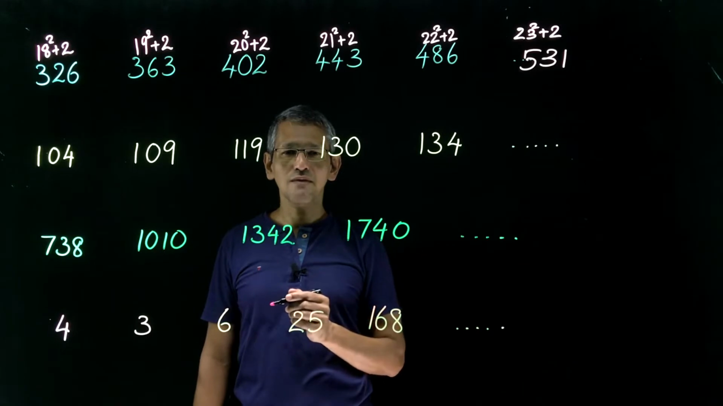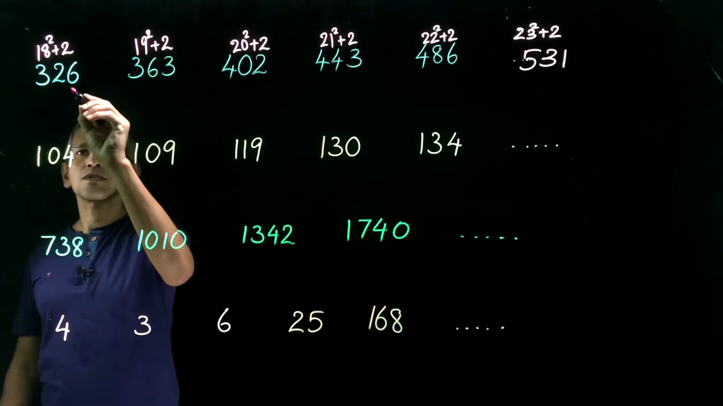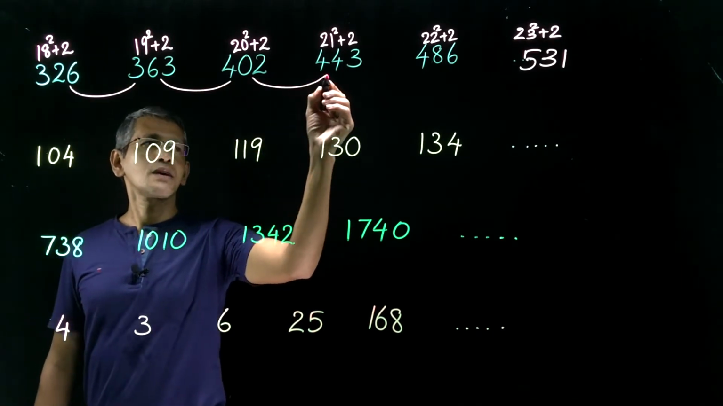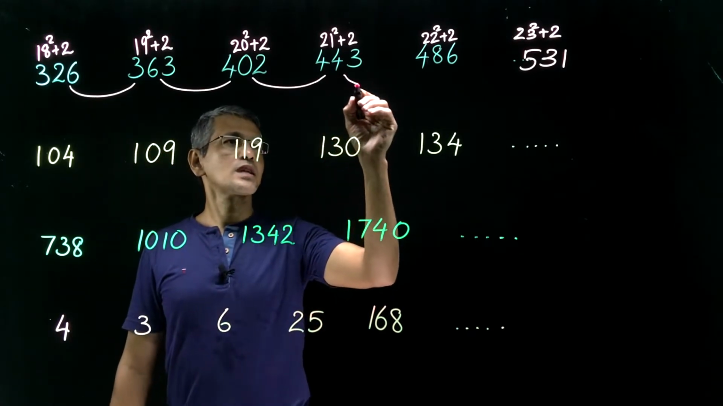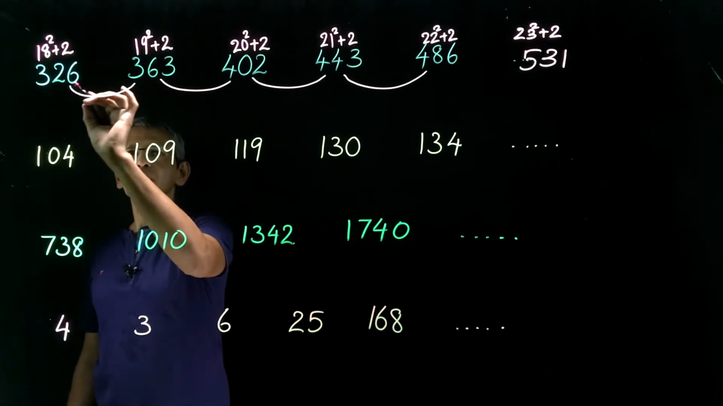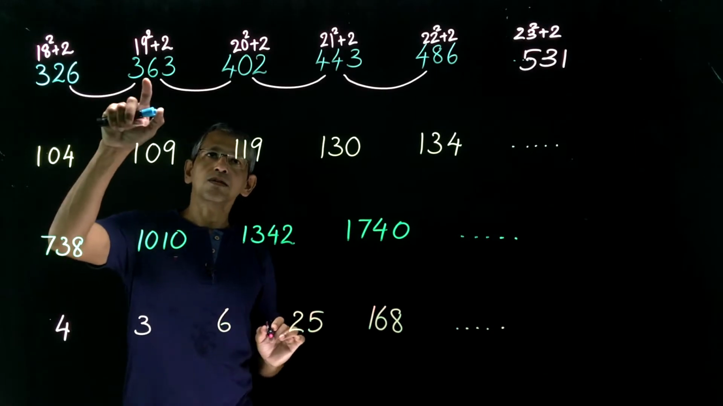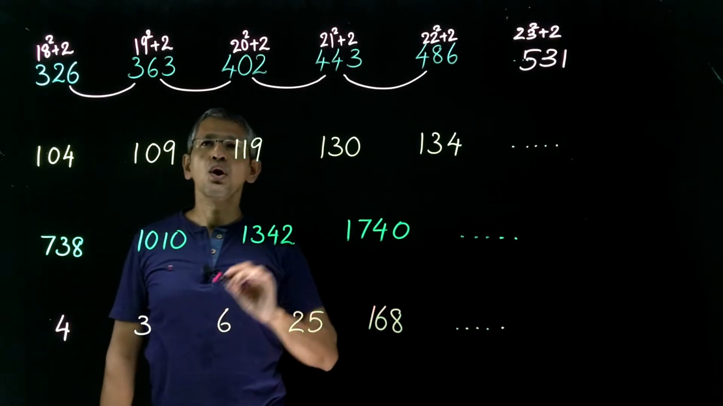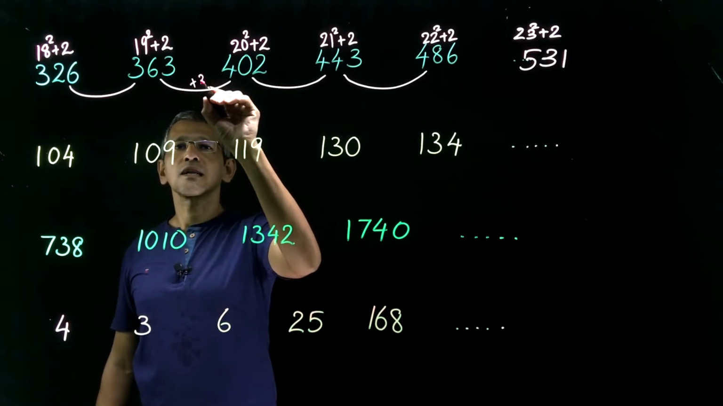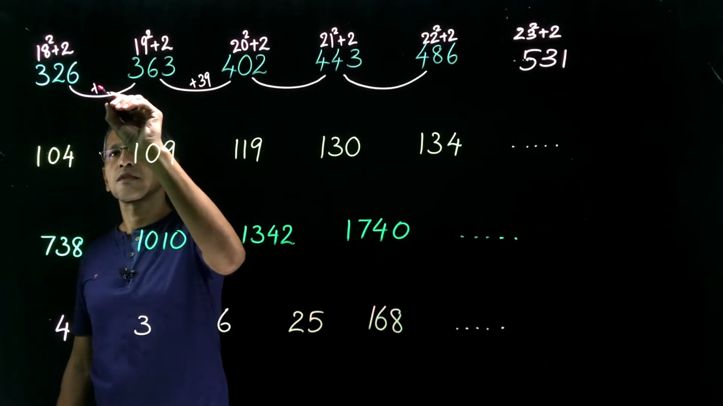What is the pattern you have in your mind for the same question? The differences. If you look at the differences, you see some kind of a pattern here. If the numbers are connected with the squares, then of course the differences may give you a pattern as well. So what is the pattern here? 326 and 363, what is the difference? And 363 and 402, what is the difference? Here I can easily spot the difference, that is 37. And in this case, the difference is 39.